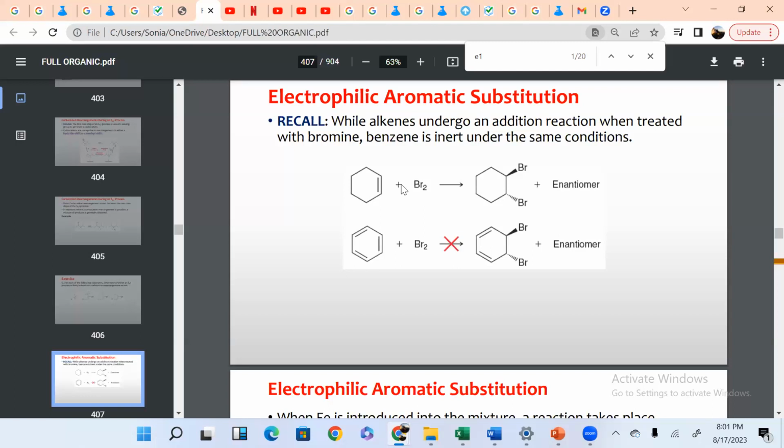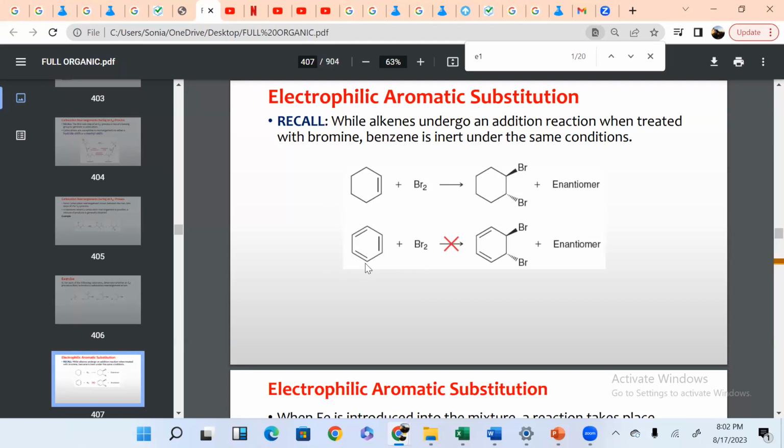So while alkenes usually undergo addition reactions, benzene is inert under the same conditions. The inertness of benzene, like you can see here, relates to the delocalized electrons we talked about. The reason why an alkene will undergo an addition reaction very easily and benzene is inert is because benzene is so stable because of those delocalized pi electrons.